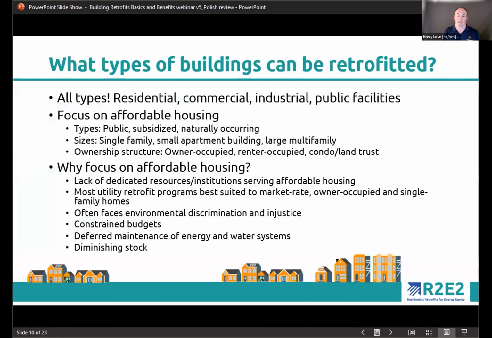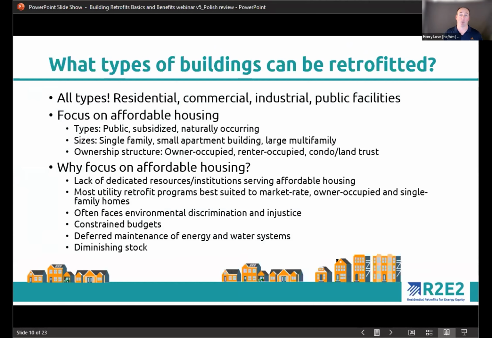So what types of buildings can be retrofitted? Well, all types: residential, commercial, industrial, public facilities. Really the term covers any type of facility where you're upgrading the equipment and appliances or building systems to make them more efficient. We're talking with a focus on affordable housing today.